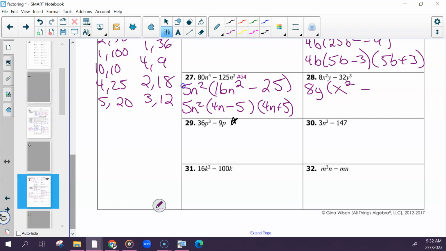x squared minus y squared. Any y's left? y squared. So then what would those factors be? x minus y, and then x plus y.